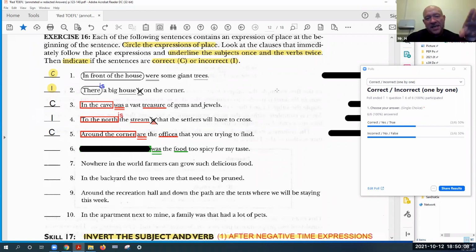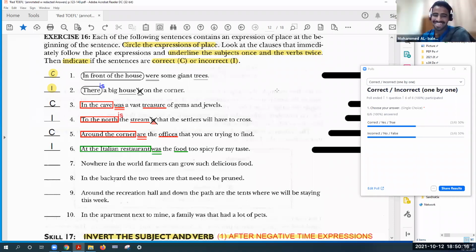Is it necessary to invert here? Doesn't make sense. No. This example is incorrect. Why? I will take it out.